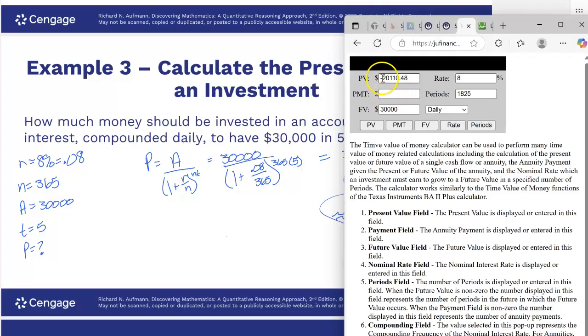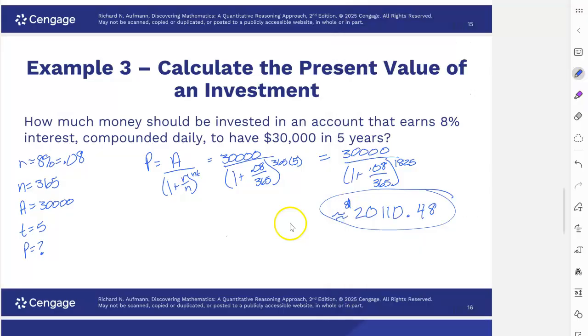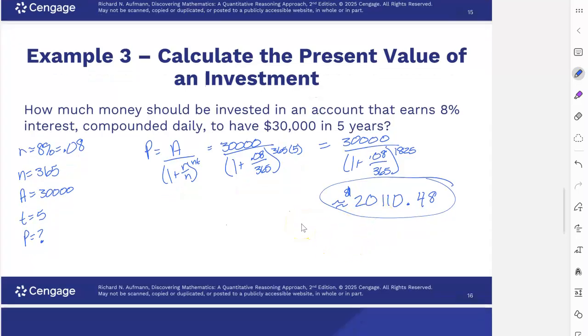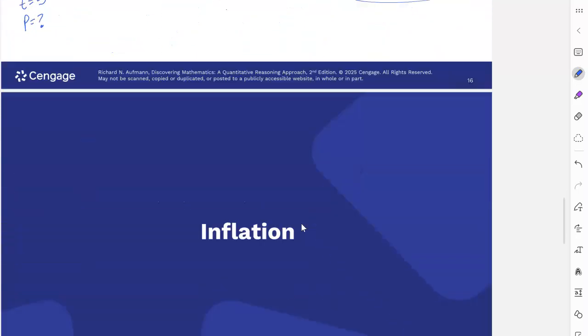$20,110.48. Now, with the calculators, you have to ignore the negatives there. I'm not sure why it's programmed to pop that up. This is a positive amount. That's how much you would have to invest to get that $30,000 in 5 years. So you're going to earn quite a bit of interest on this account. In 5 years, this earns almost $10,000 in interest.